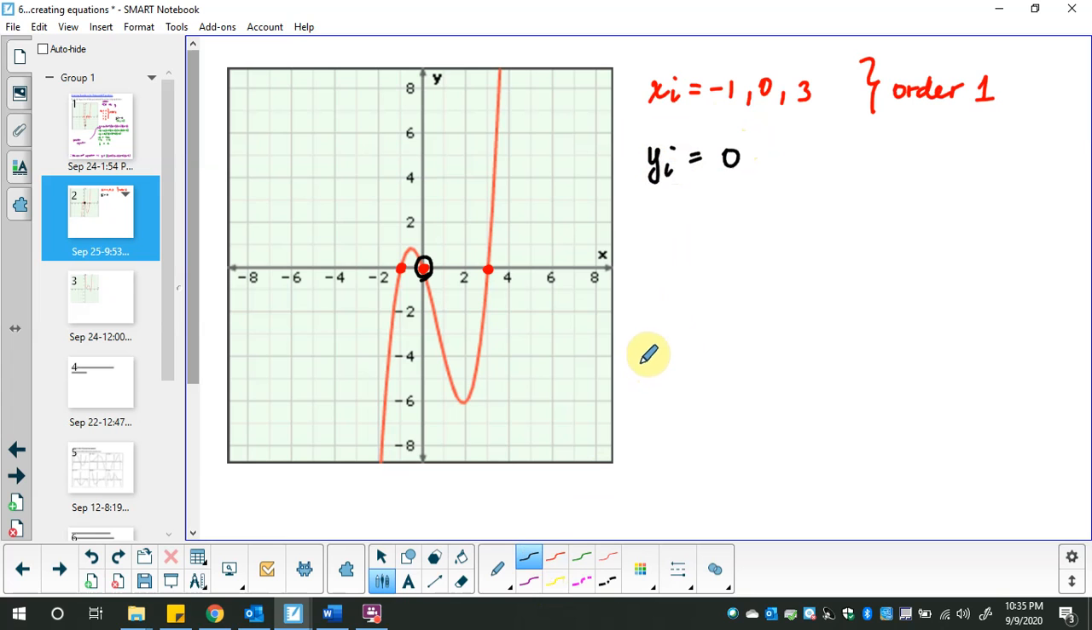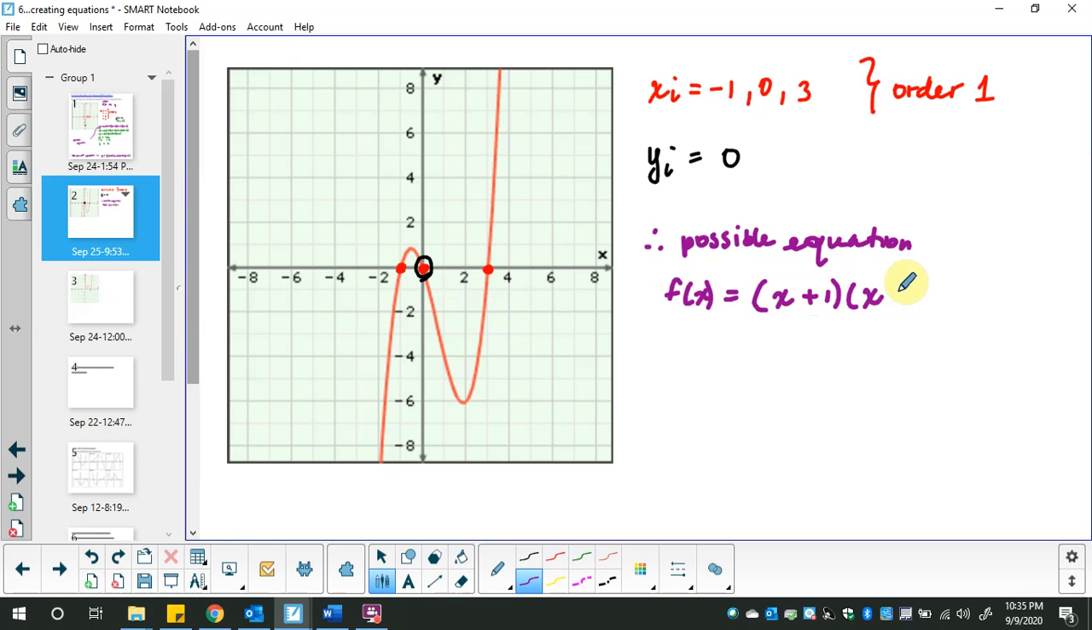And there's my y-intercept, nothing to do with order. So a possible equation is f at x equals x plus 1, x plus or minus 0, x minus 3.